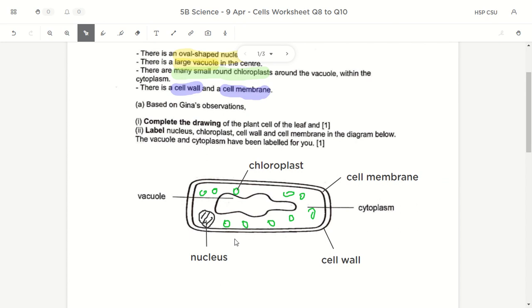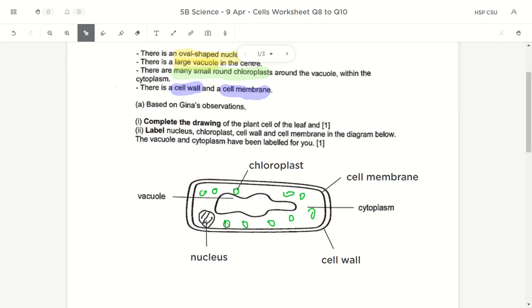Okay, so make sure that for every scientific drawing, every part must be labeled. So let's start from the inside. You got your nucleus, which is here. You got your chloroplast, which is all these green little circles. You got your cytoplasm, which is labeled for you. You got your vacuole, which is labeled for you. You got your cell membrane, and then you got a cell wall. So you should have 4 different parts labeled and drawing the nucleus and the chloroplast.